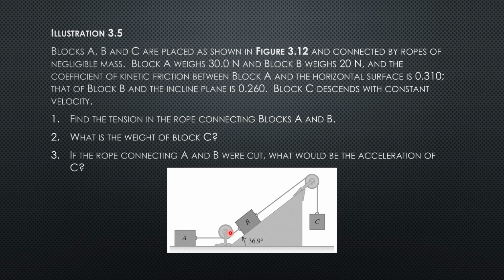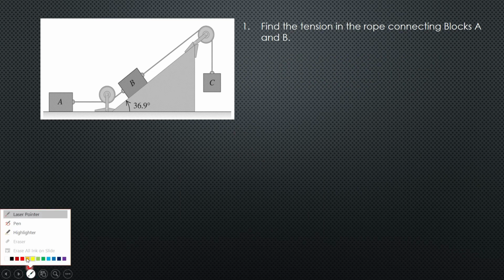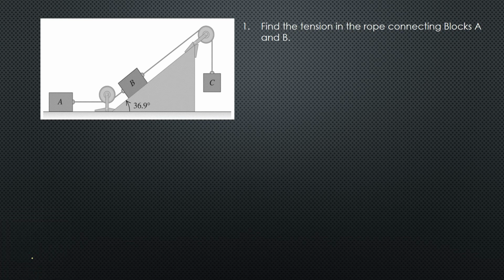So this rope, the tension here. And what is the weight of block C? And for the third question, if the rope connecting A and B is cut, what will be the acceleration of C? Right now, for the first question, find the tension in the rope connecting blocks A and B.